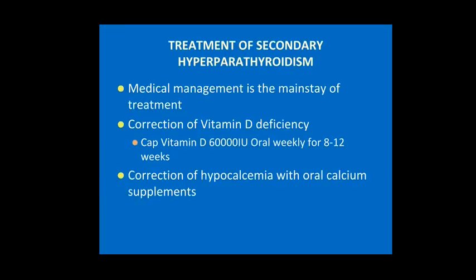Now regarding treatment of secondary hyperparathyroidism, here the preferred treatment is medical. So medical management is the mainstay of treatment. So I told you, chronic renal disease or a malabsorption disease or a vitamin D deficiency rickets. So it's important to correct the vitamin D deficiency. So you can give vitamin D 60,000 units weekly for 8 to 12 weeks. You can correct the hypocalcemia with oral calcium supplements.